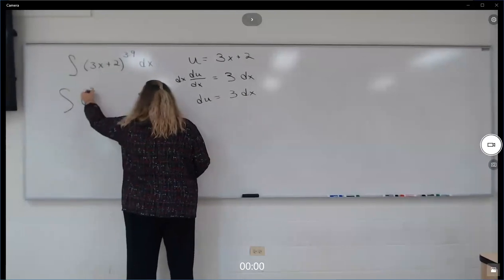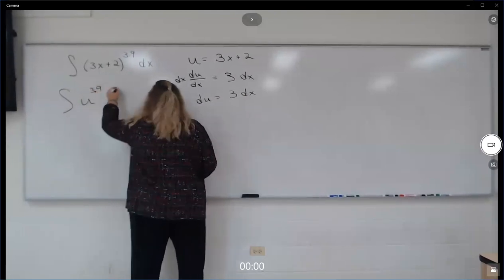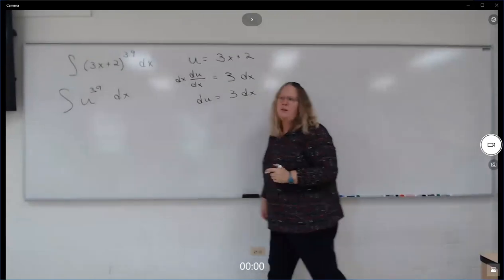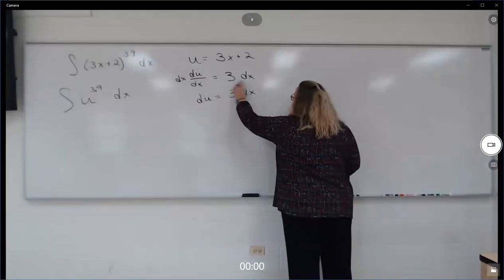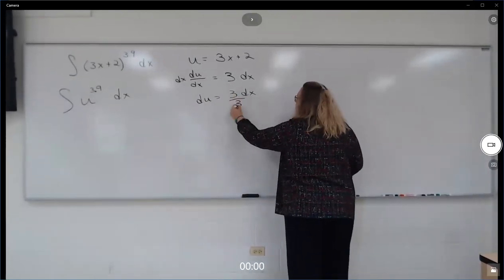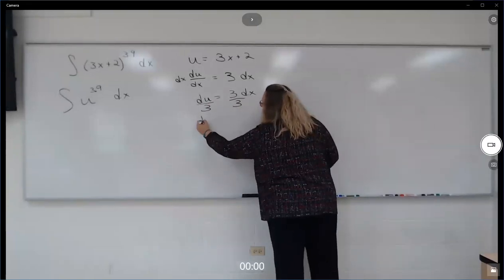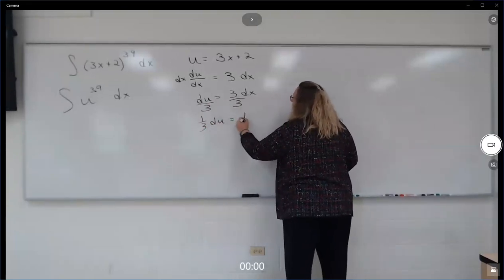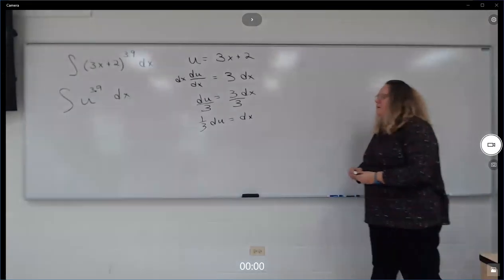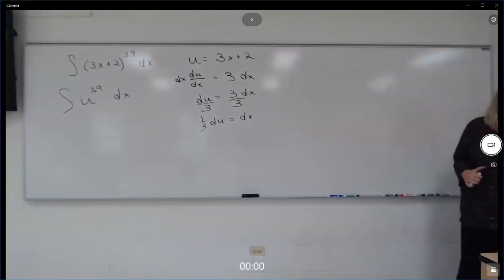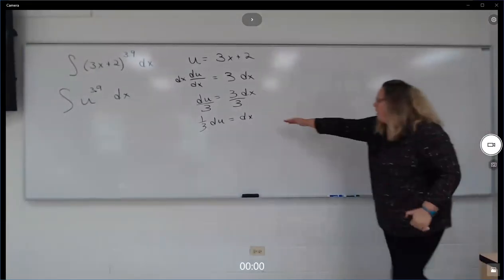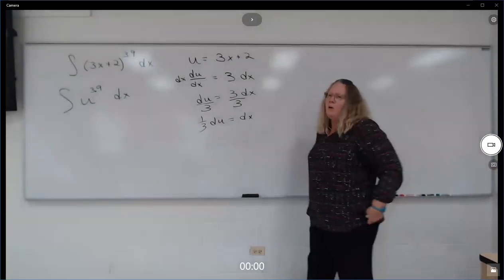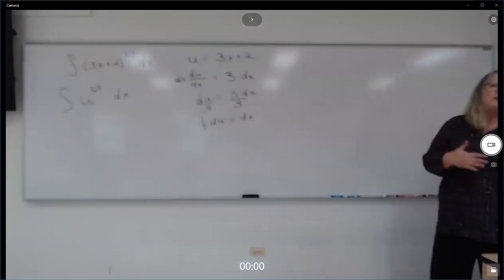You still have the 3.9. Just be careful because you still have the dx. So she said, I just got to get rid of that 3. It's multiplication, so we're going to divide. 1/3 du equals dx. This is a weird one because we're actually substituting in more. This is one thing, this is two things. We don't care how many things. It all has to be u now.